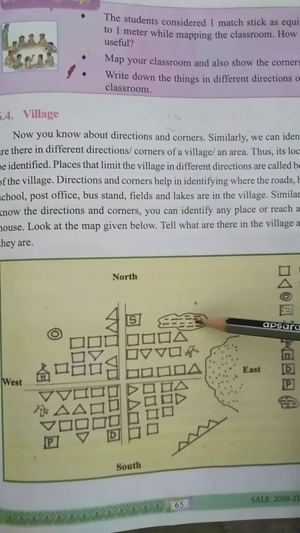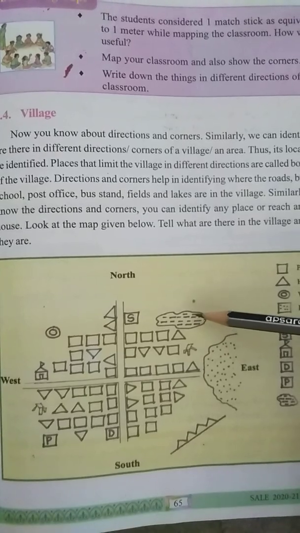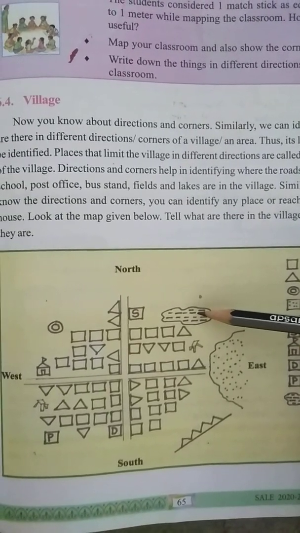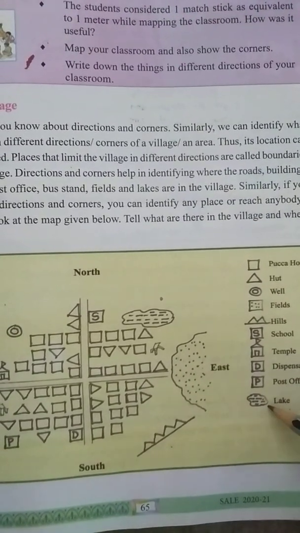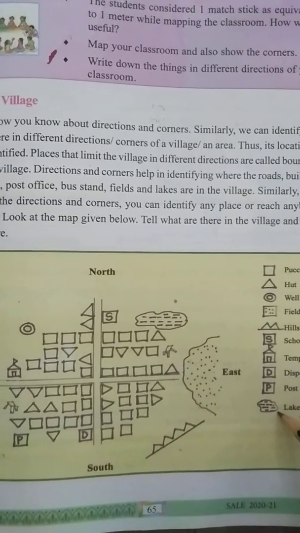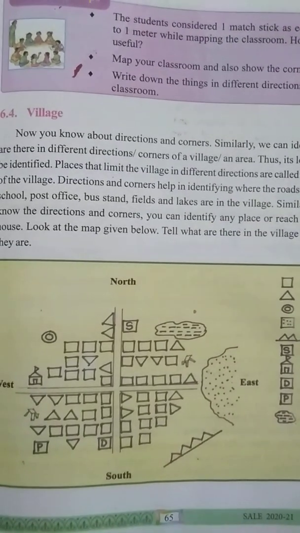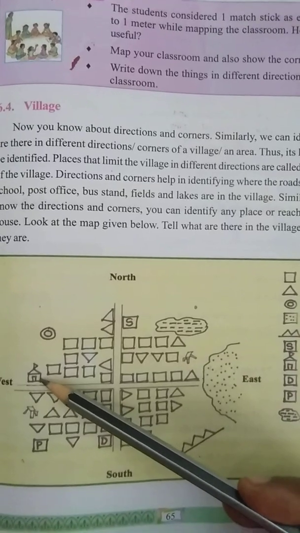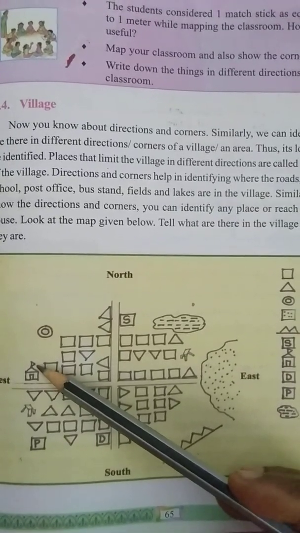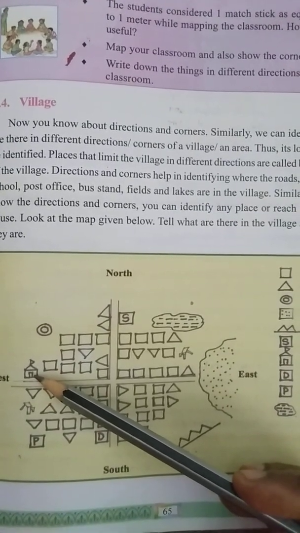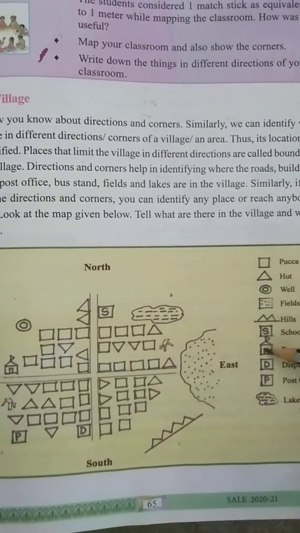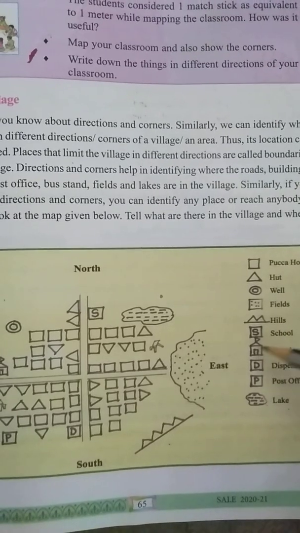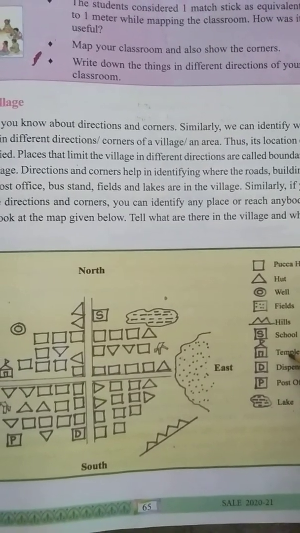Next, what is here? Small lines are given here. What are these in a map? Where is it? Yes, it is here. It is a lake. It shows the lake in a map. Next, see here. It looks like a house and it has one flag. What is it? Just see where it is. Yes, it is here. It shows the temple in the map.